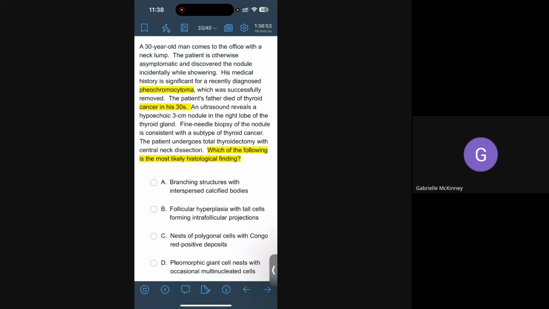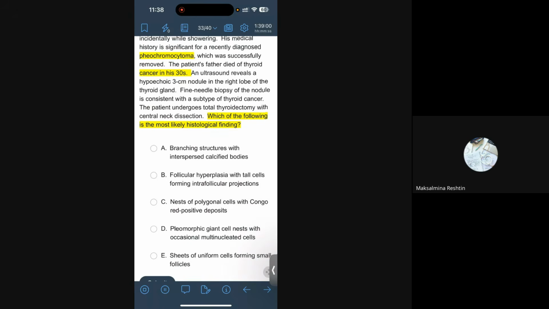What type of thyroid cancer do we see in MEN syndromes? Medullary thyroid cancer, right? Medullary thyroid cancer is seen in MEN syndromes. Okay, we will start with option B.